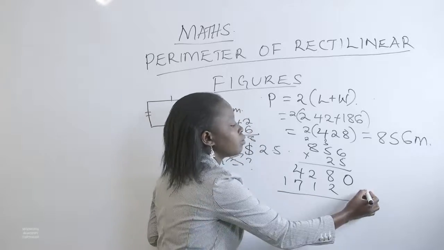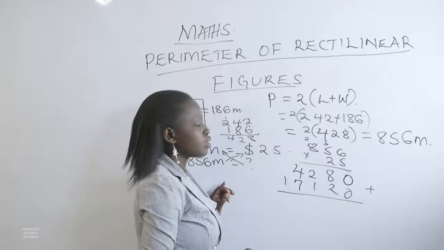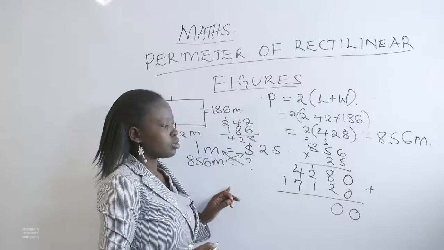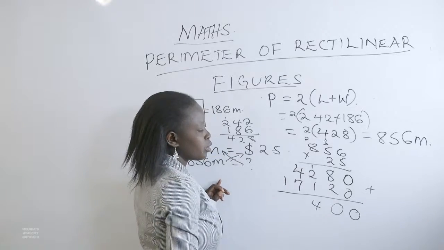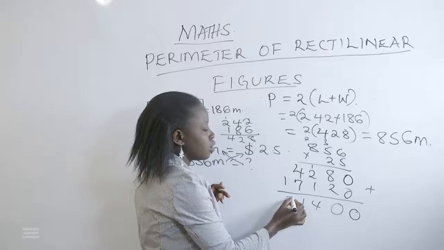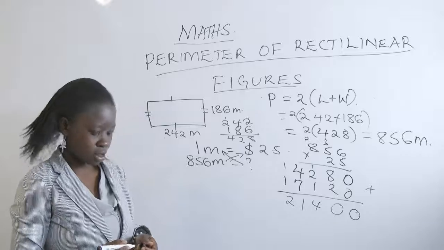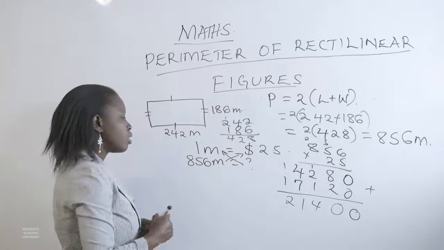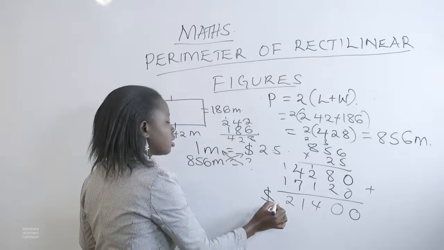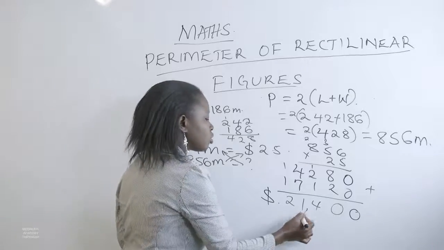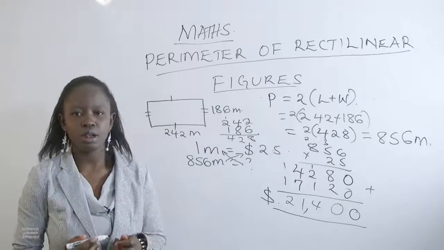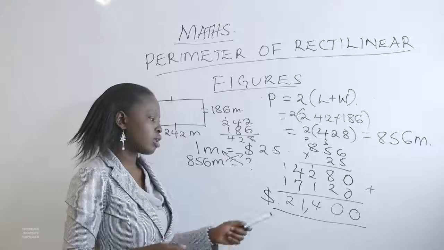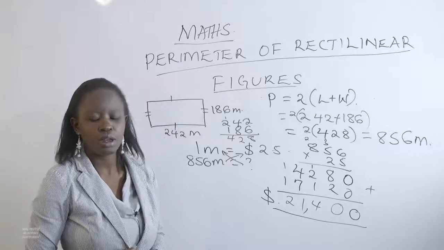So when we add, what we have is 0, 10, carry 1, then this is 4, we have 11 and 2. So write 1, carry 1, so that gives us 21,400. The units that we are having are dollars. So in short, to fence 856 meters of our grazing paddock will cost us $21,400.